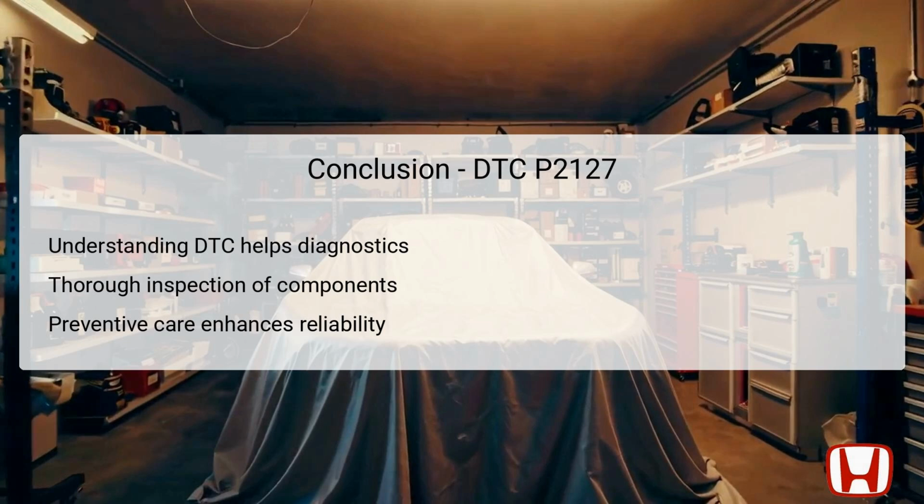In summary, understanding DTC P2127 and its implications for the Honda Civic from 2006 to 2011 is crucial for effective troubleshooting and repair. The role of the APP Sensor B in managing throttle response cannot be overstated, as it has a direct impact on vehicle performance and safety.